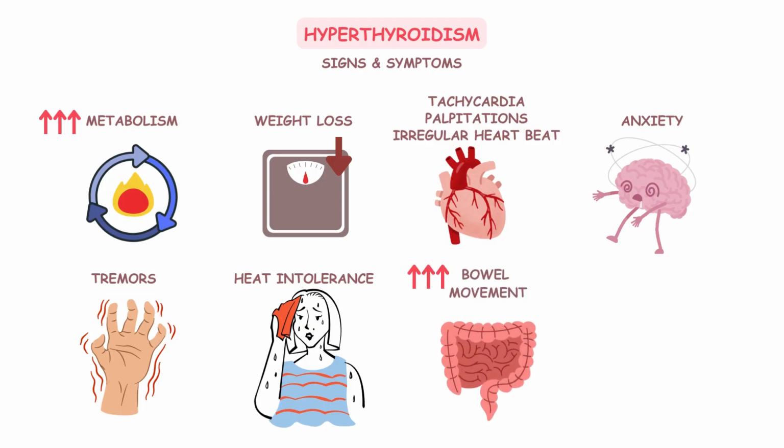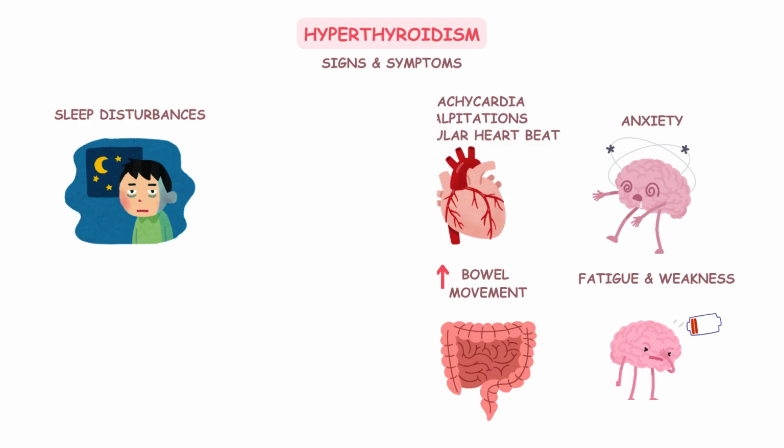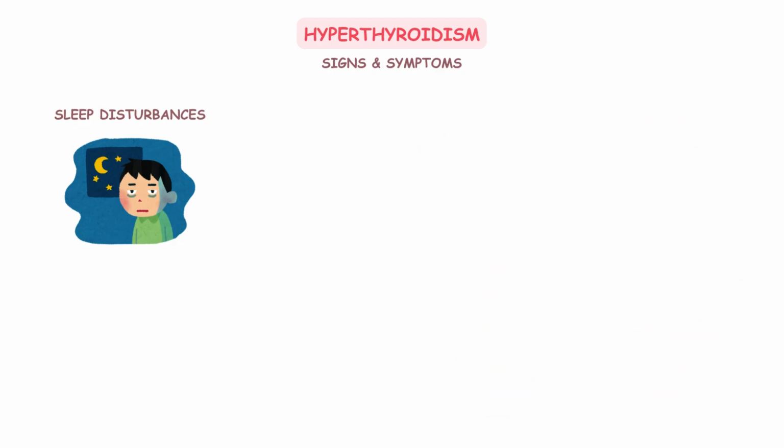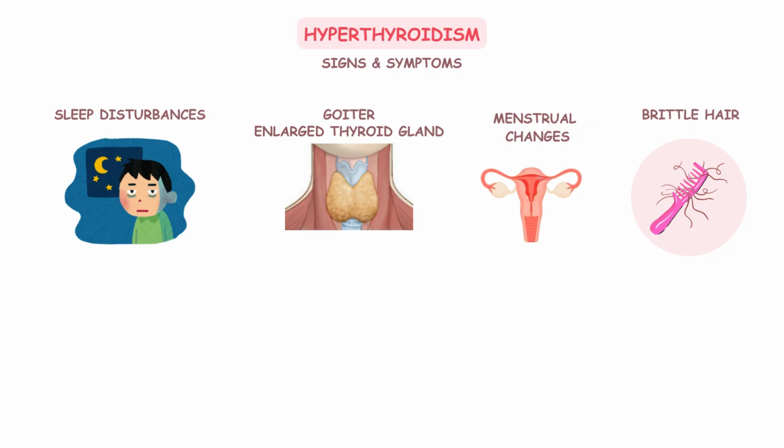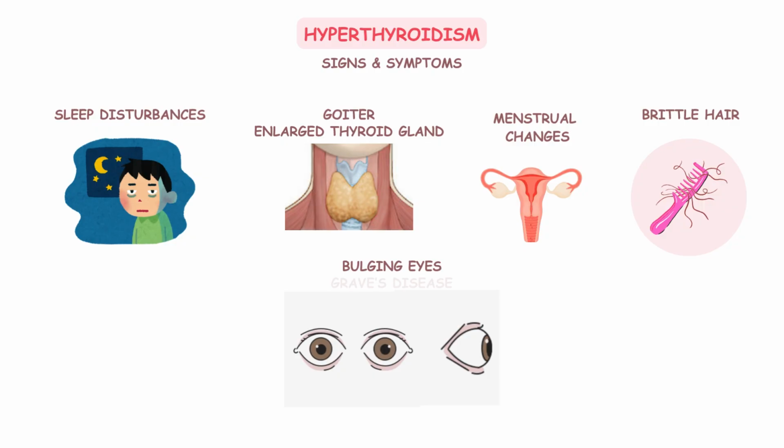or diarrhea, fatigue or muscle weakness, sleep disturbances, goiter, which is an enlarged thyroid gland, then menstrual changes with lighter or less frequent periods, fine brittle hair, and bulging eyes, especially in Graves' disease, which is a specific cause of hyperthyroidism.